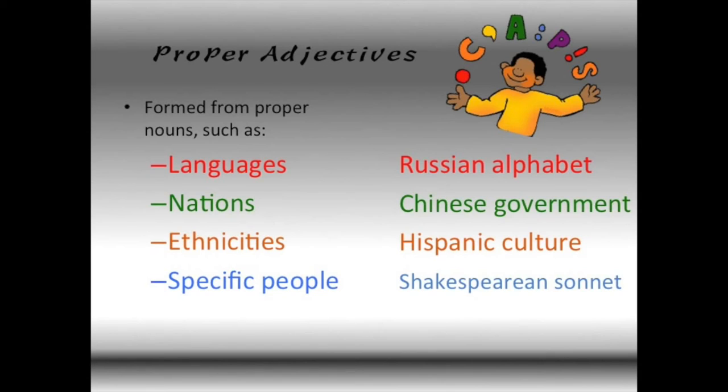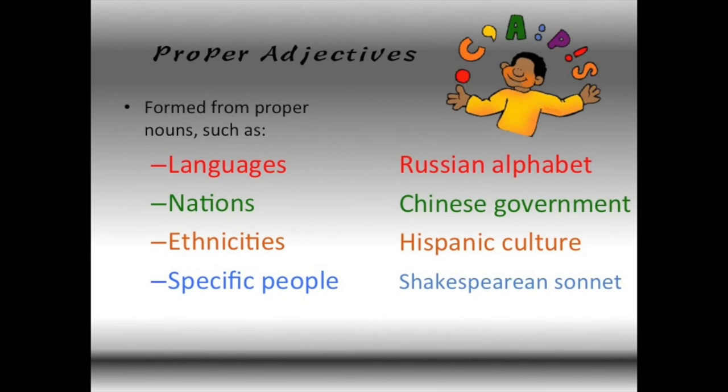One kind of proper noun that can be turned into an adjective is a language. So, Russia turns into Russian. Russian alphabet is a phrase where you have Russian as the adjective with a capital R, and alphabet as the noun it is modifying. Nations also can be turned into proper adjectives. So from China, we get the Chinese government. Capital C at the beginning of Chinese, just like you would put a capital C at the beginning of China.